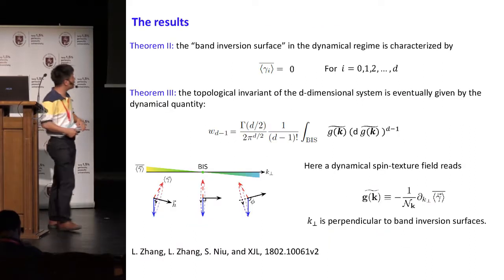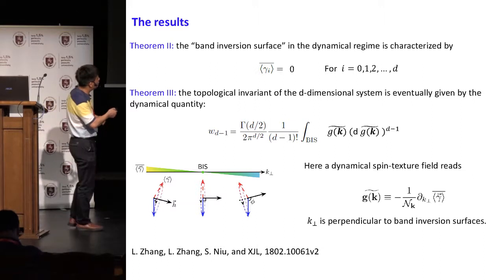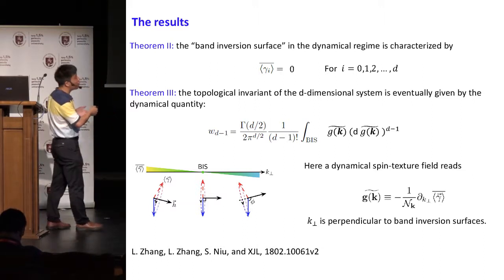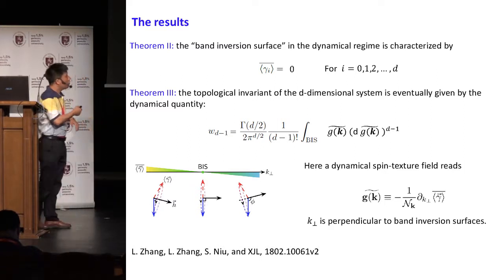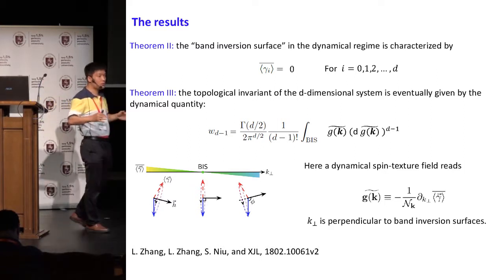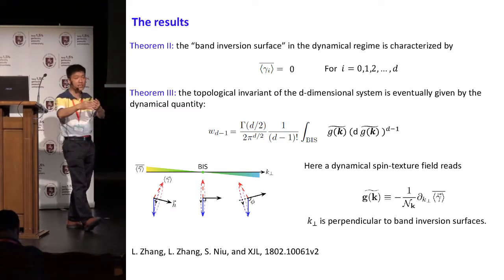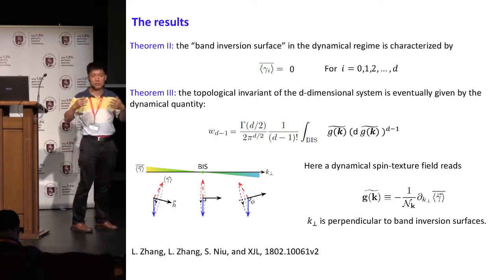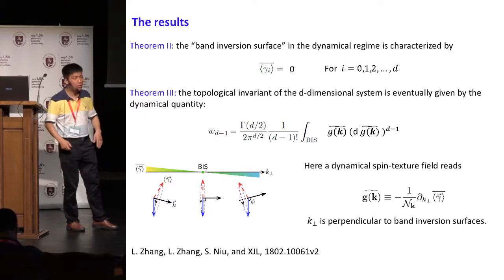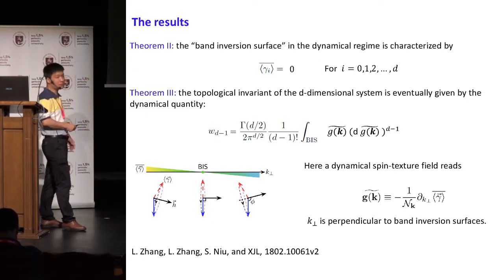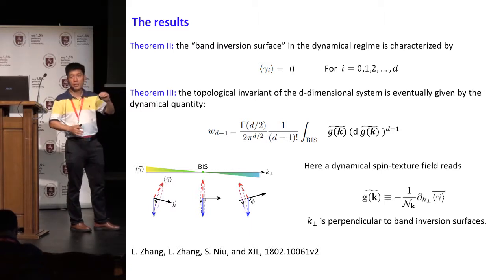So then we can go to the second theory for this result. The band inversion surface can be characterized by the vanishing average spin polarization over time. So after you do the quench, you just measure the spin dynamics and measure the average spin polarization over time. If the average of the spin polarization is 0, then these points must be on the band inversion surface. But then if the average is 0, you cannot describe the topology, since 0 is trivial. You cannot use 0 to characterize the topology.